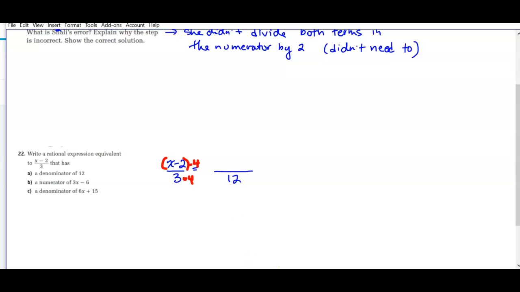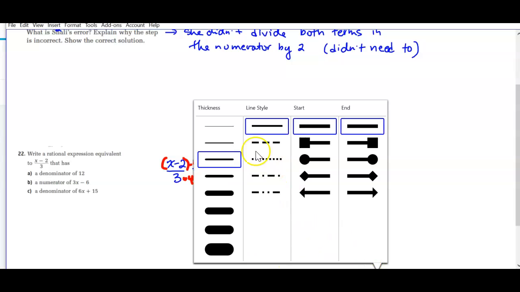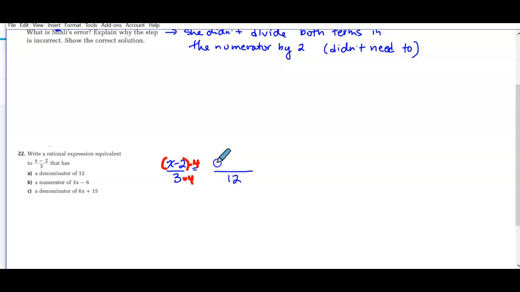So that means when we show this, it will be 4 times x minus 2. And then really that's the same. You could show it as 4x minus 8 over 12. Okay, either one of those.